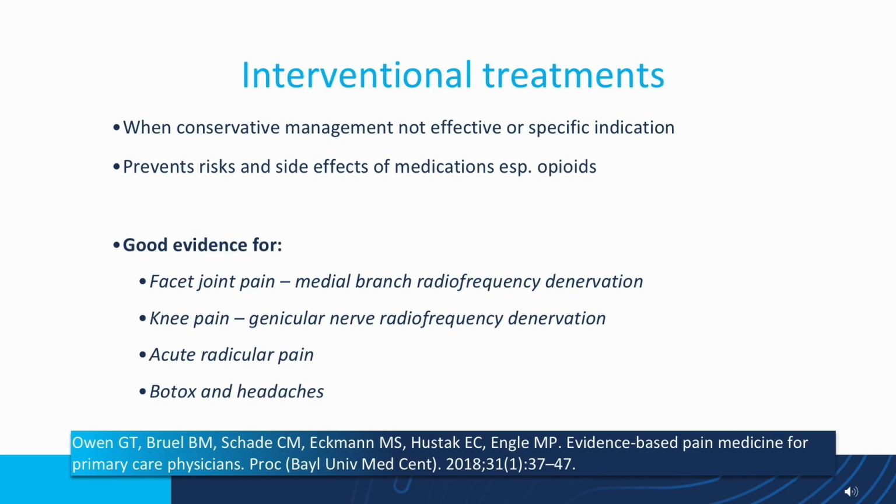If first-line therapy is not effective, if the allied health therapy is not effective, we consider whether it might be appropriate to use an intervention. There's good evidence for facet joint pain, which I'll come to. Good evidence for knee pain, so this is degenerative knee pain. Good evidence for acute radicular pain, and sometimes even using Botox for headaches.